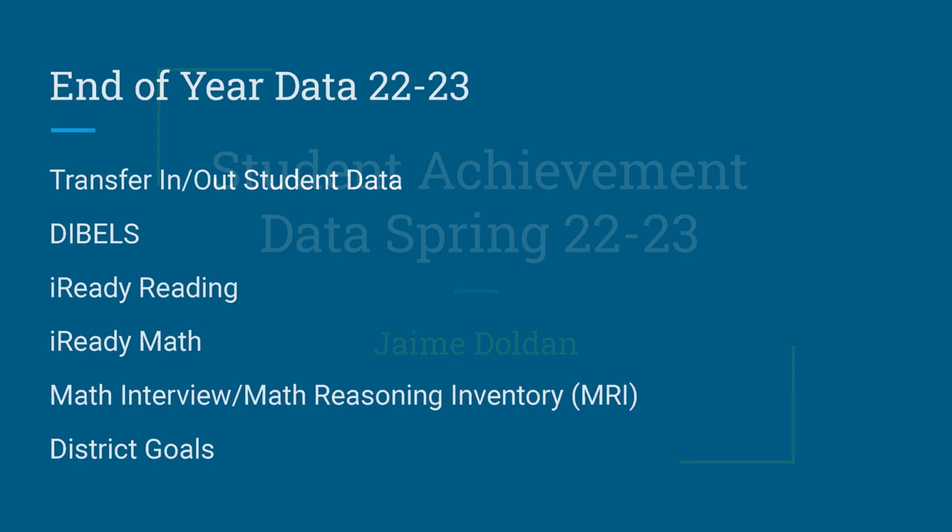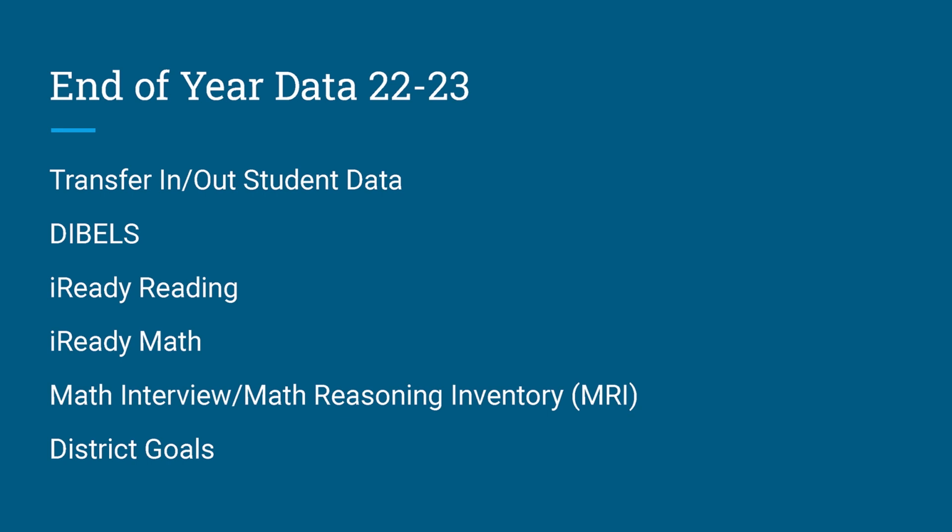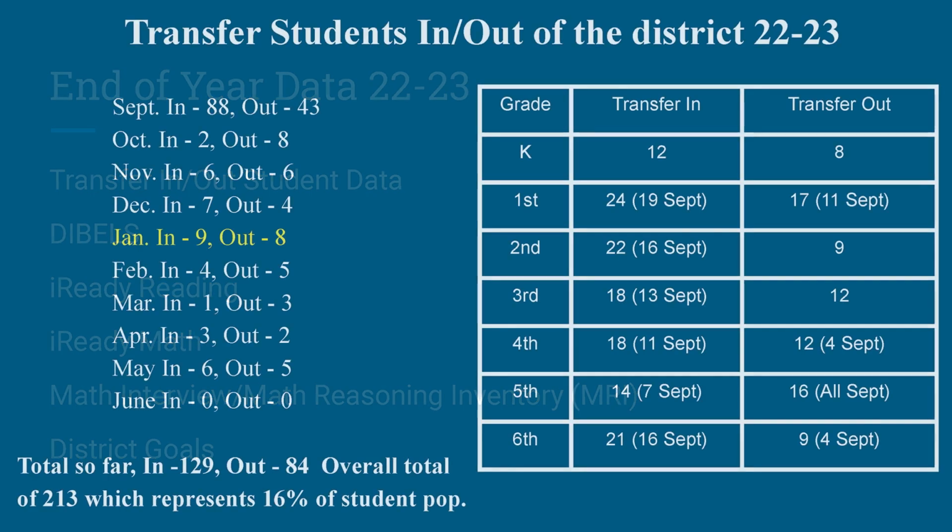All right, so taking a look at our end of the year data, one of the first things we're going to take a look at is the transfer in and out student data, DIBELS data, iReady reading, iReady math, the math interview, or math reasoning inventory, depending on the grade level, and then take a look at how we did on our district goals for the year.